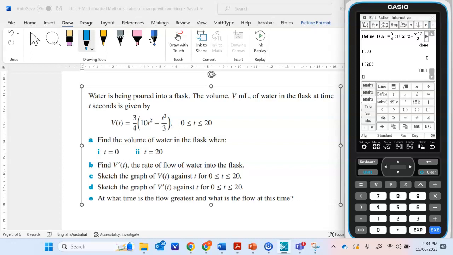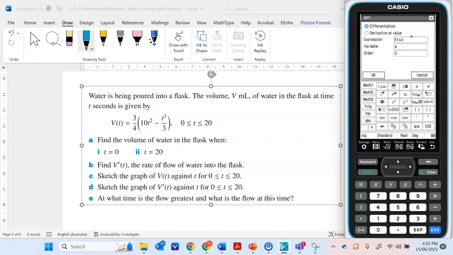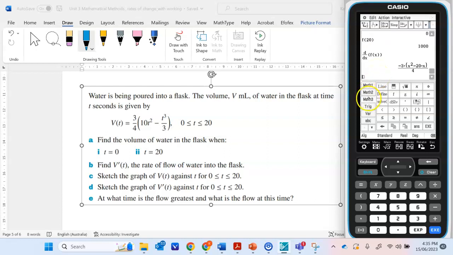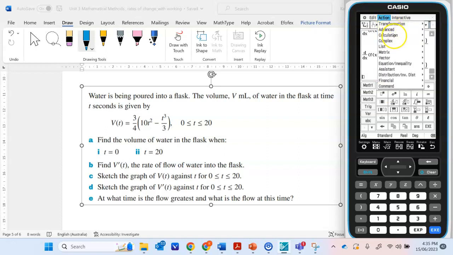Find the derivative of v with respect to t, the rate of flow. So there's several ways to do this. You can do f of x this way, and we don't need to do it at a point. So there's your derivative, or you can do it from your keyboard. We're just doing derivative with respect to x, f of x. You can also go to action, calculation, and there we go. So many ways you can do it. All right, so there's your derivative.